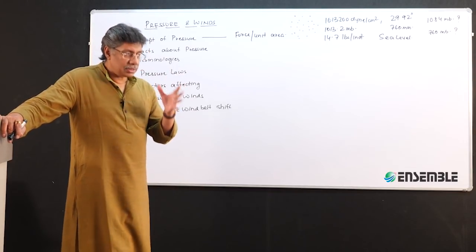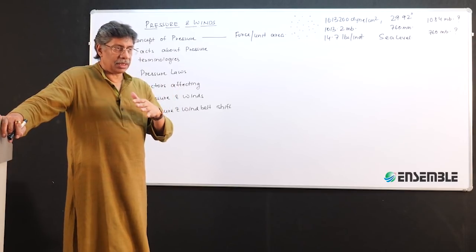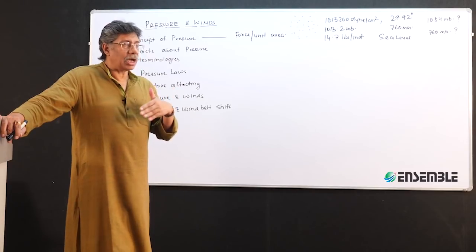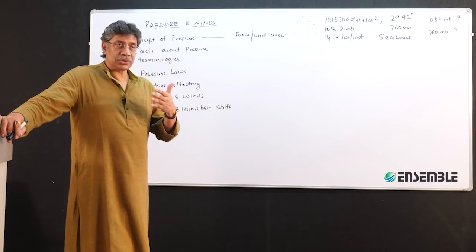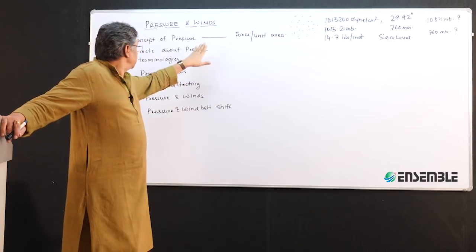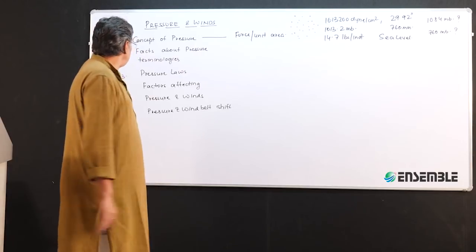So, pressure is the force of air molecules per unit area. That is, how much is the force of the air molecules that are colliding with the surface per unit area. That is the depiction of the normal pressure.